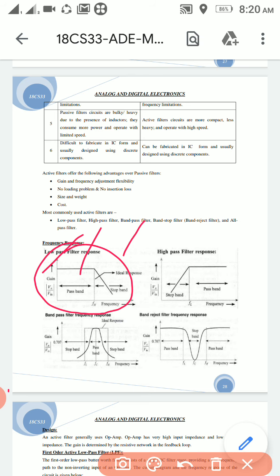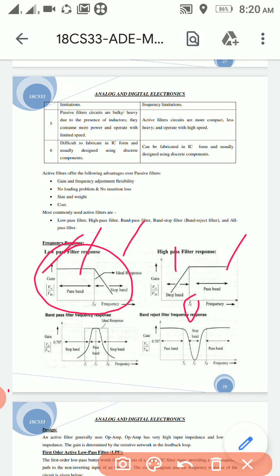In the high pass filter response, the plot is again frequency versus gain, with frequency along the x-axis and gain along the y-axis. The frequency less than FL we call the stop band, and the frequency greater than FL we call the pass band.